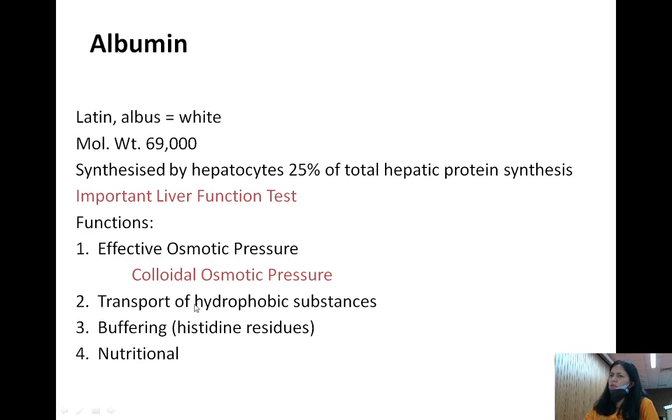Albumin also has a buffering action. And remember, the buffering action of any protein is because of the histidine residue, because the isoelectric point of histidine is near the physiological pH. So albumin has a buffering action, plus albumin has a nutritional value.